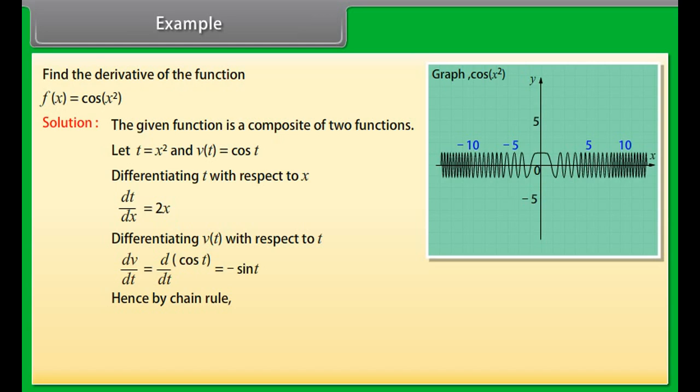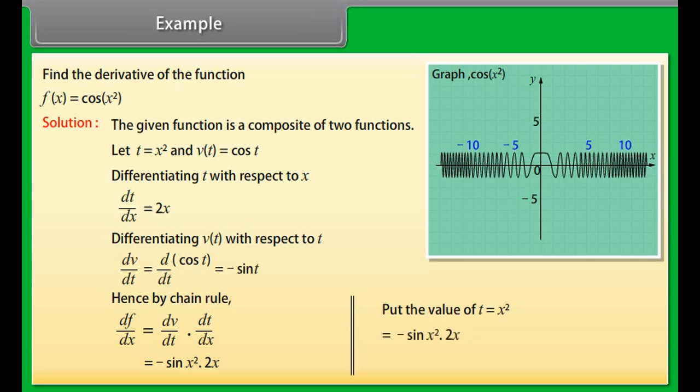Hence, by chain rule, d by dx of f is equal to d by dt of v into d by dx of t is equal to minus sin x square into 2x. Put the value of t is equal to x square, which is equal to minus sin x square into 2x, which is equal to minus 2x into sin x square.